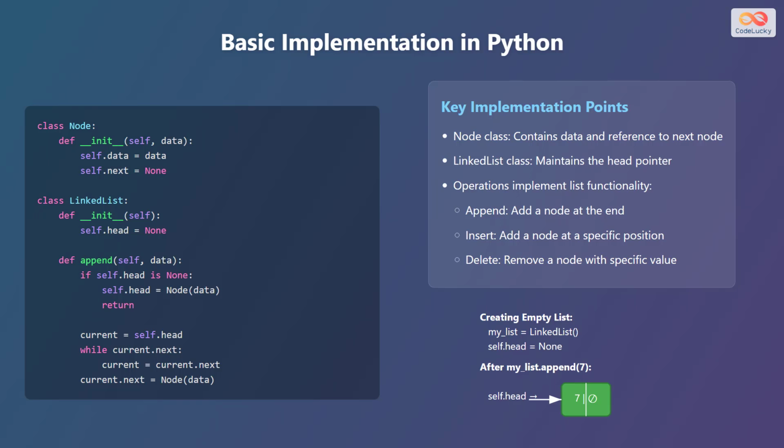Within the linked list class, we define an append function to add a new node at the end of the list. If the list is empty, the new node becomes the head. Otherwise, we traverse to the last node and add the new node to the end of the list. Key implementation points involve managing node structure, maintaining the head pointer, and implementing operations such as append, insert, and delete to manipulate the list.